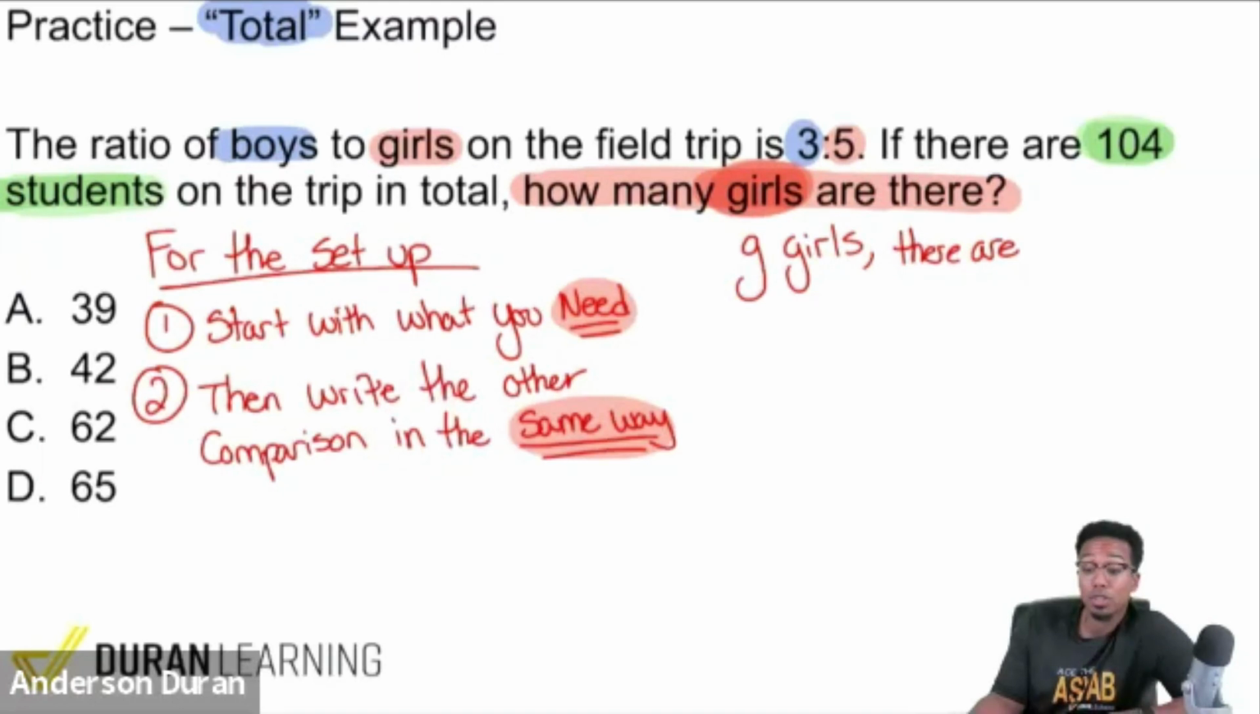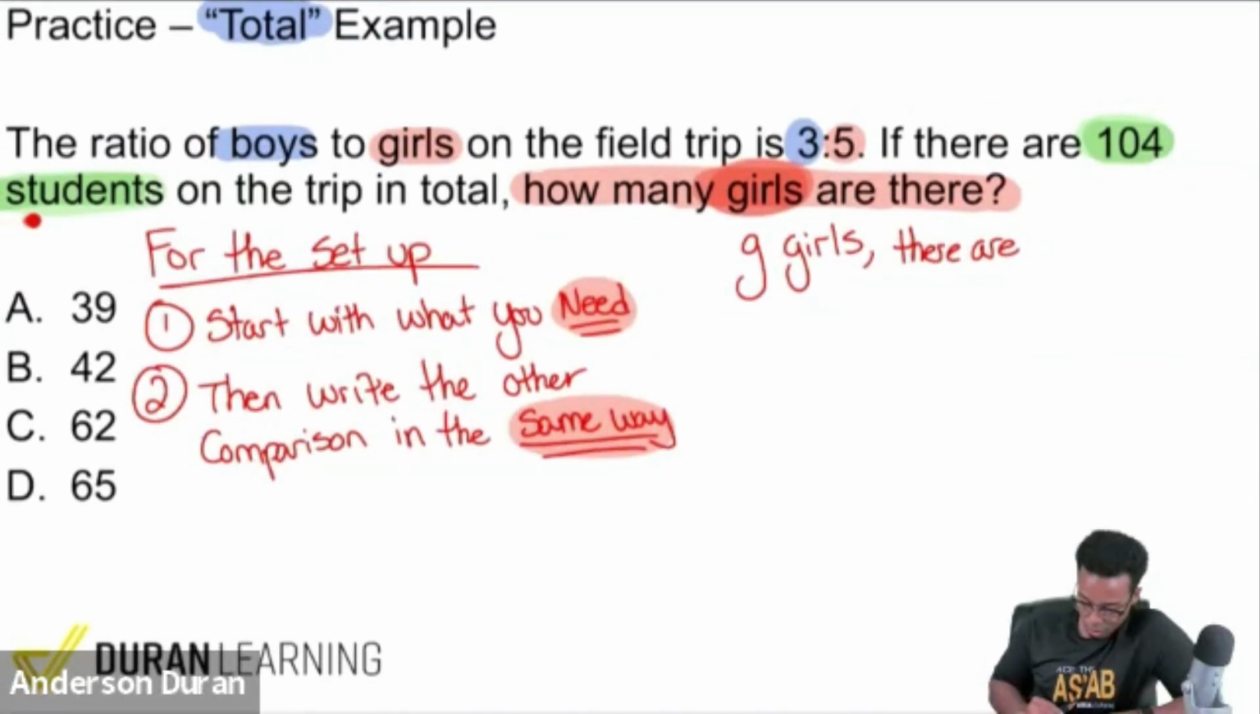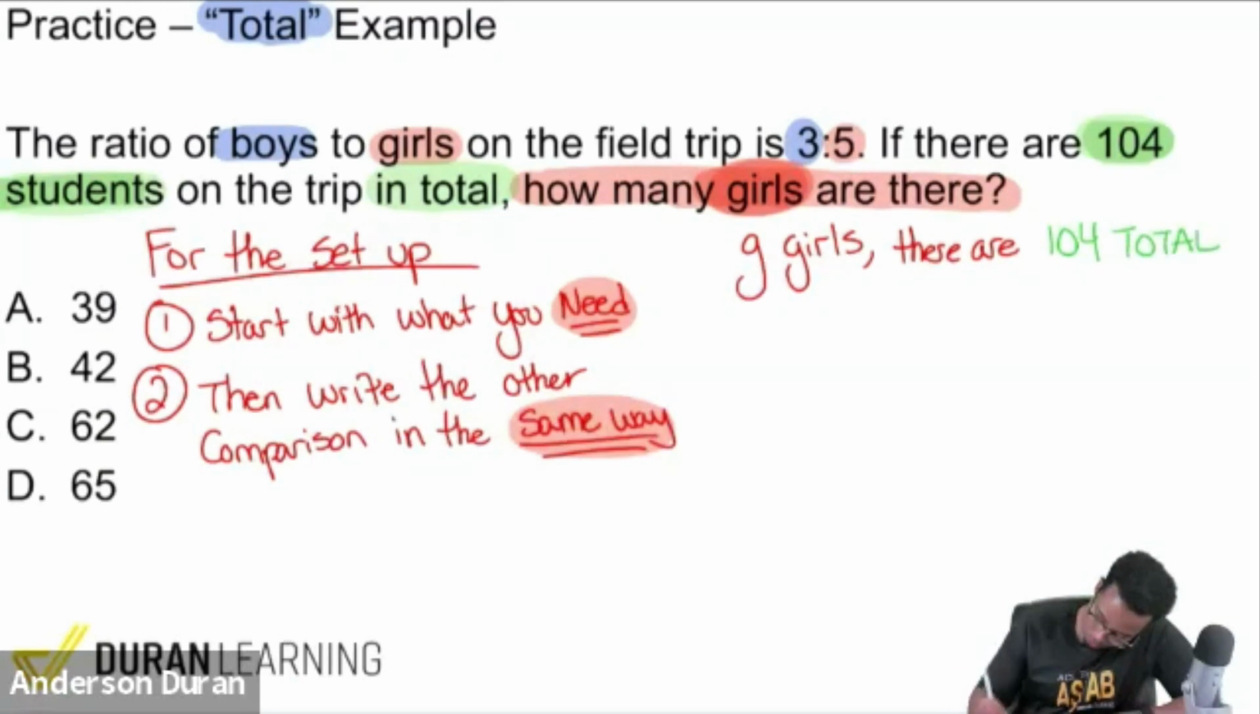Right, they give us the total number of students. They attach, in the same sentence, if there are 104 students on the trip in total, how many girls are there? So notice how it says 104 students in total. So let me write that there. 104 total students.